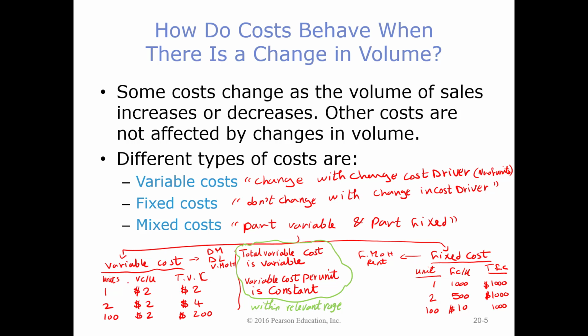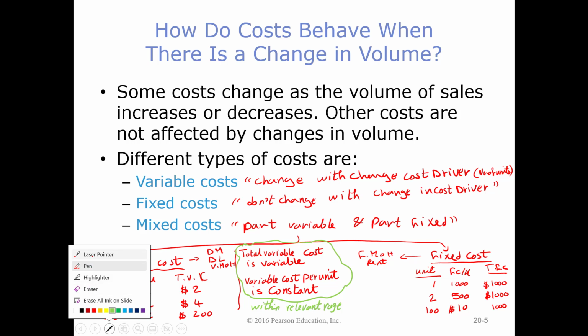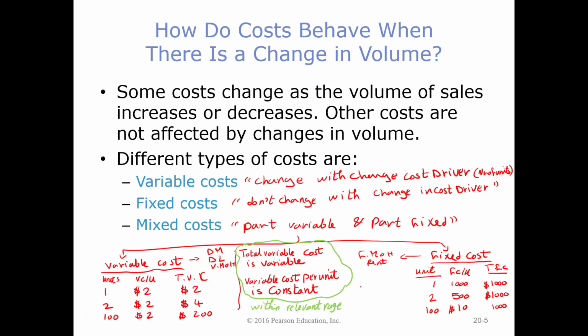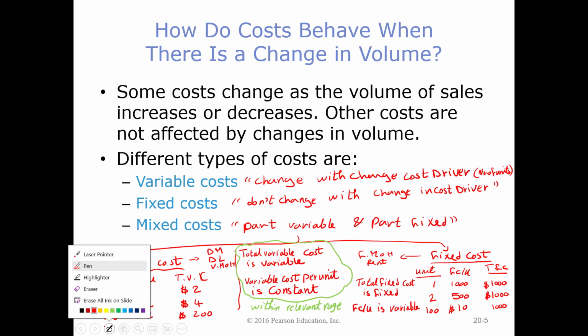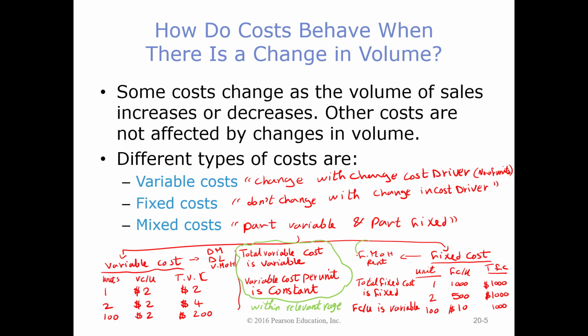The same is true of the fixed cost. We have two rules that we have to keep by heart. The first one is that total fixed cost is fixed, and the fixed cost per unit is variable, which means it changes; it decreases whenever the number of units increases. Again, this will be within the relevant range. Give me an example.